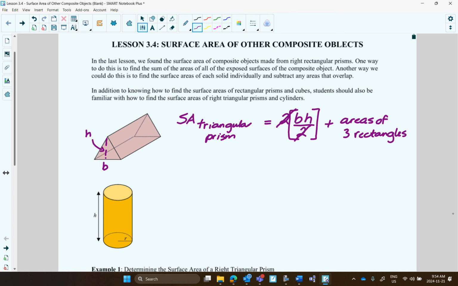Sometimes all three of those rectangles will be identical. Sometimes two of them will be the same, one will be different. Sometimes all three will be different. It all depends on the triangles at the end. We'll look at an example. Okay?